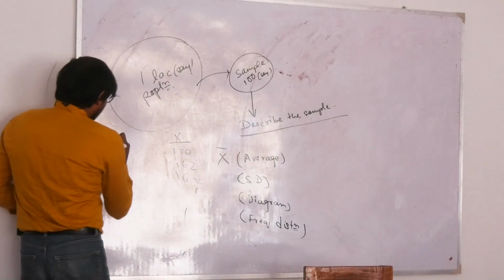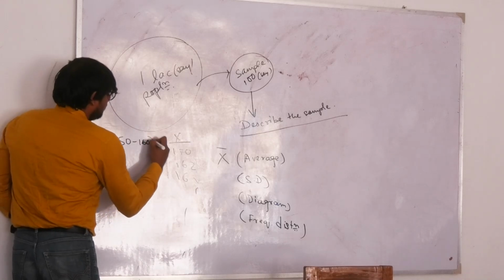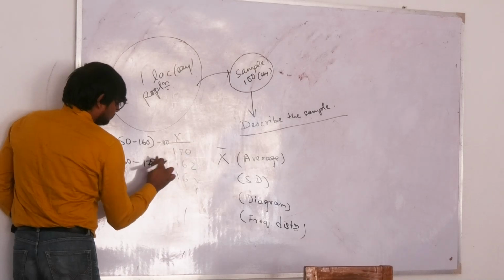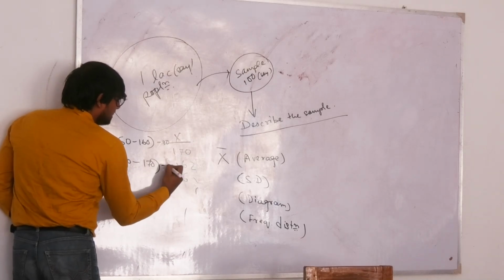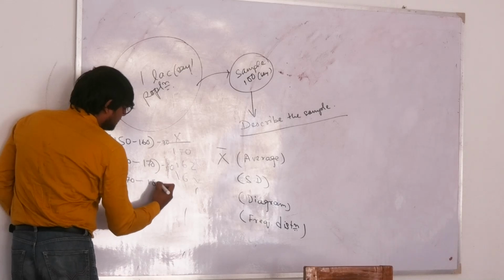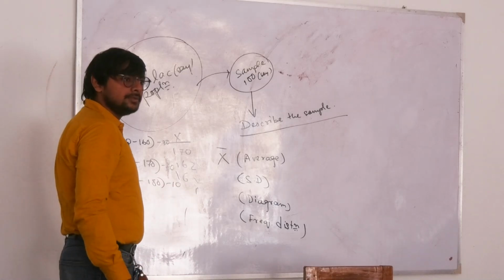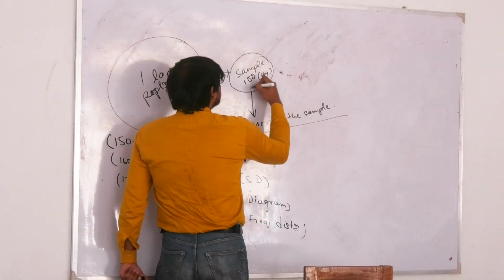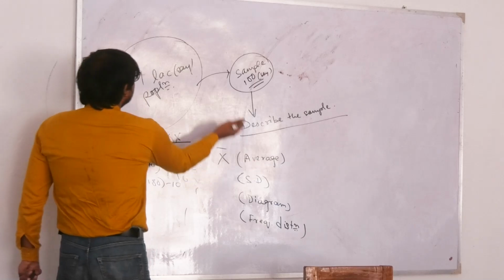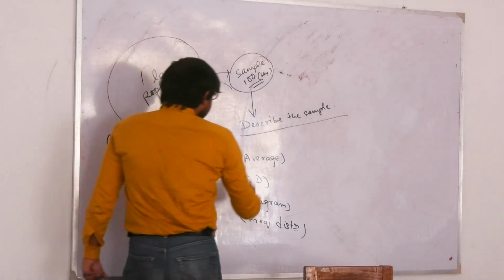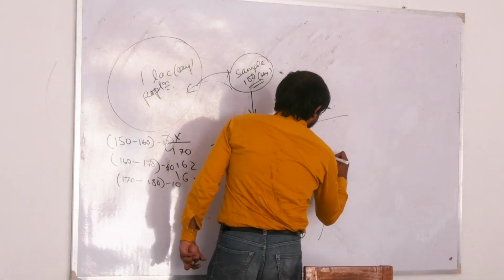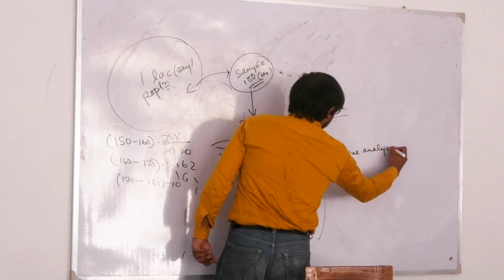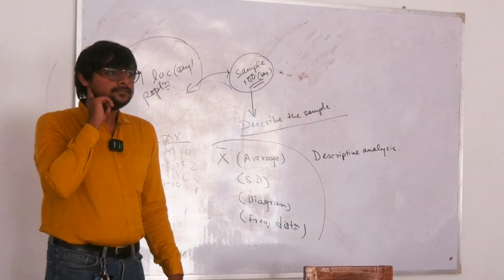Say we have this. We can arrange it like this. 150 to 160, we have 30 people. 160 to 170, we have say 80 people. And 170 to 180, we have say 10 people. This is a kind of frequency distribution. These are frequencies, right? Whatever we are doing, we are just describing these 100 people only. We are not getting back to the population. Correct? This kind of analysis is called descriptive analysis. Understood?